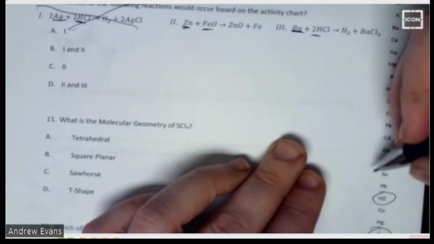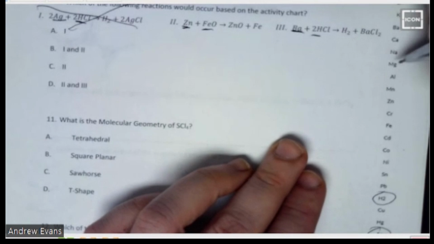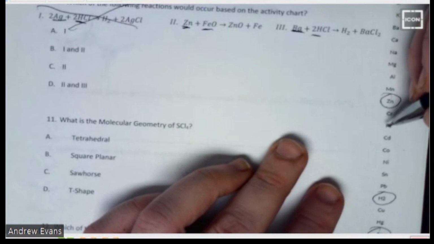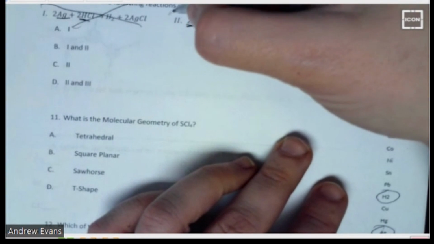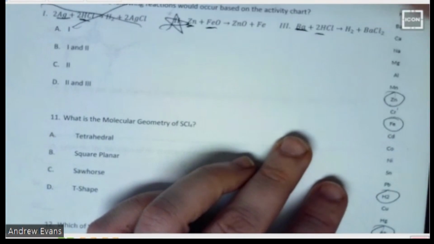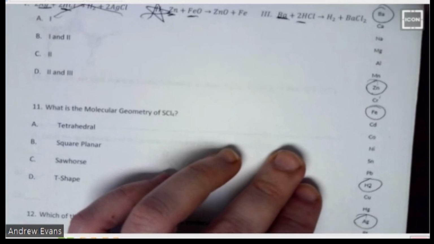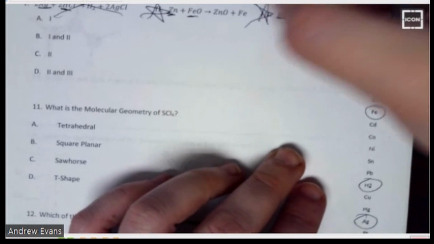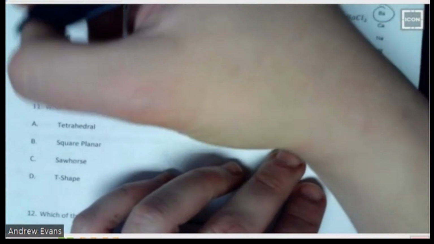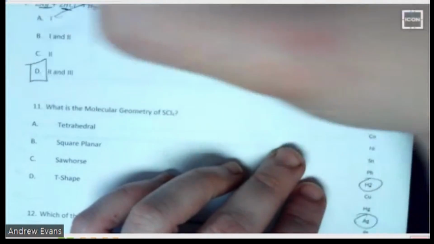No. Zinc, way right here. Iron, right there. Zinc is above iron. So barium, right here. H is right there. So will that work? Oh, 2 and 3. 2 and 3.